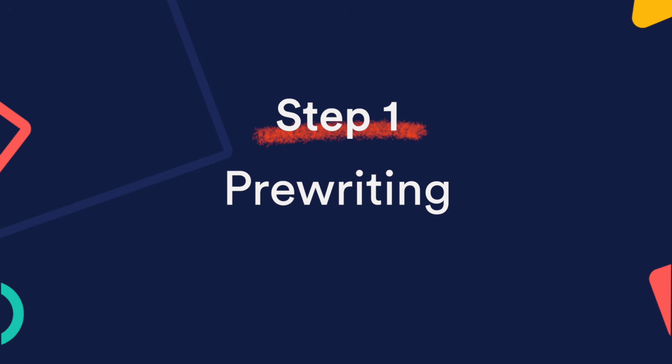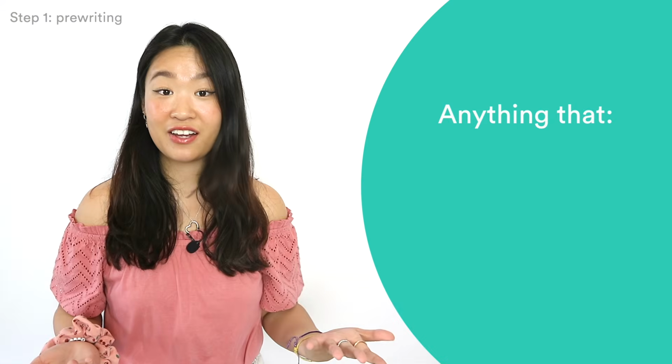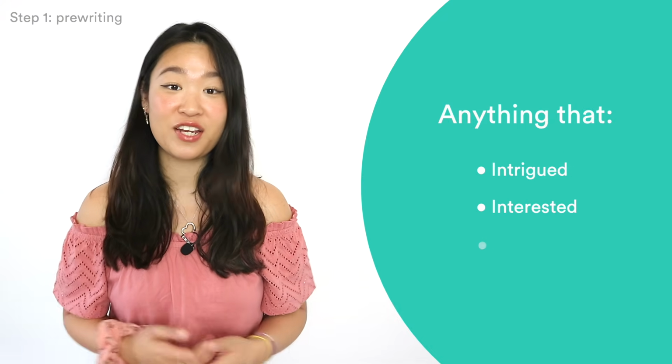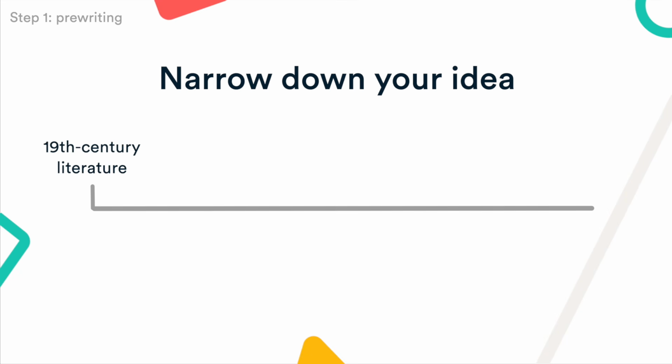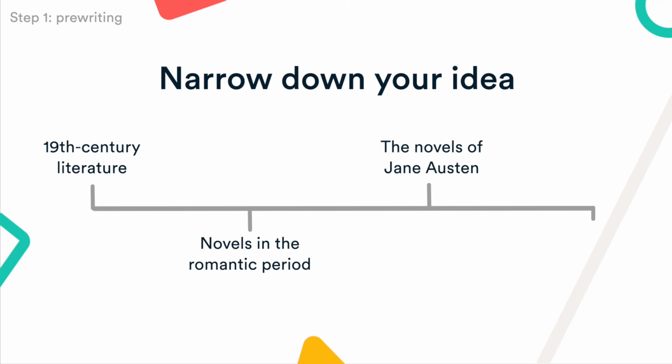Step 1. Prewriting. First, you have to come up with a topic. Is there a particular area that intrigued, interested, or even confused you? Topics that left you with additional questions are perfect, as these are questions you can explore in your writing. Narrow down your idea to a specific argument or question. For example, an appropriate topic for an essay might be narrowed down like this: 19th century literature, novels in the Romantic period, the novels of Jane Austen, the theme of theater in Mansfield Park.